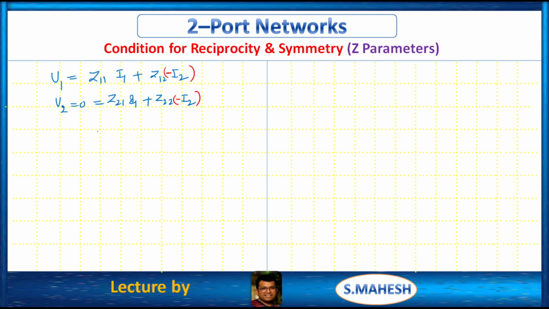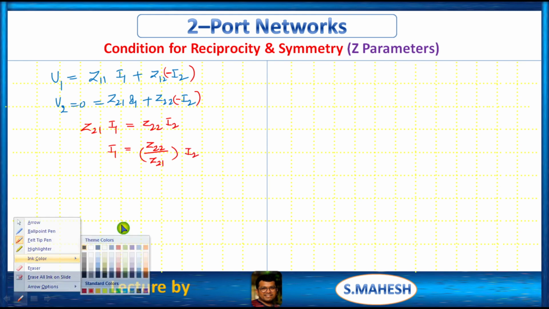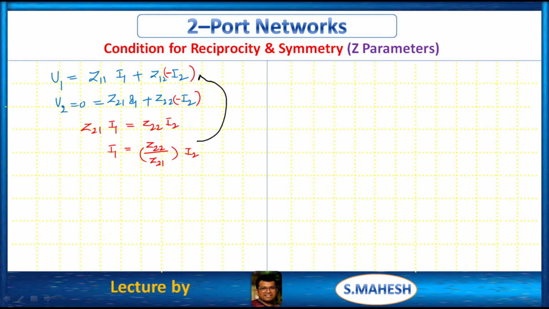Okay. So from this, Z21 I1 is equals to Z22 I2, right? From this I1 is equals to Z22 by Z21 into I2. Now we can substitute this equation into this equation, right? Therefore V1 is equals to Z11, in place of I1 we have Z22 by Z21 I2, minus Z12 I2.